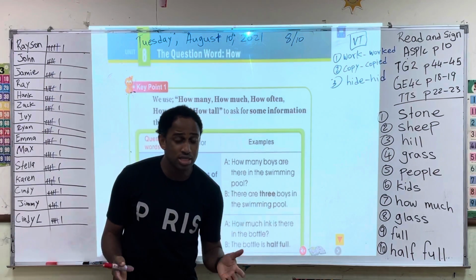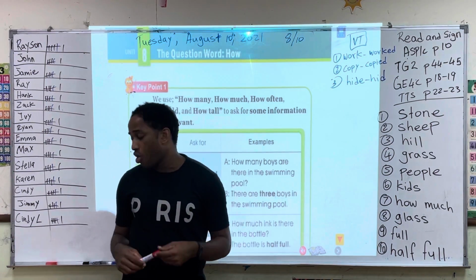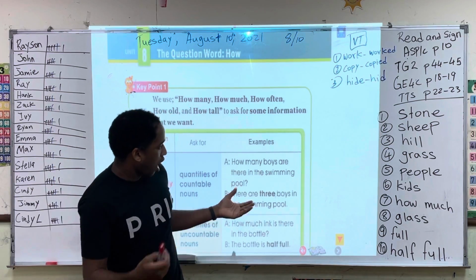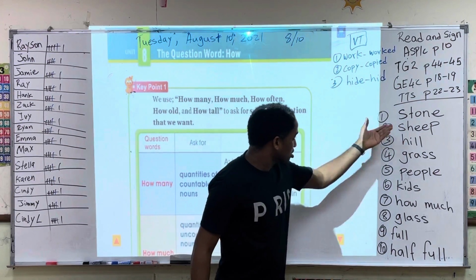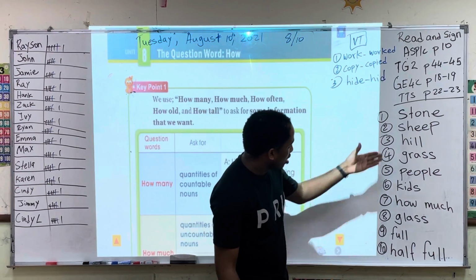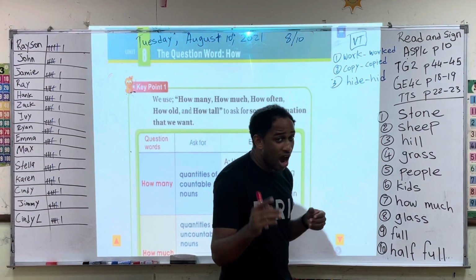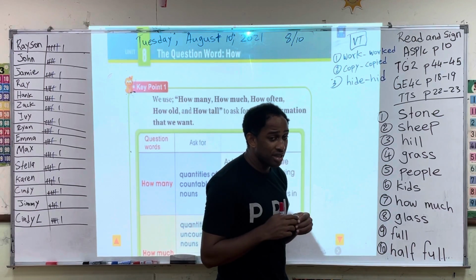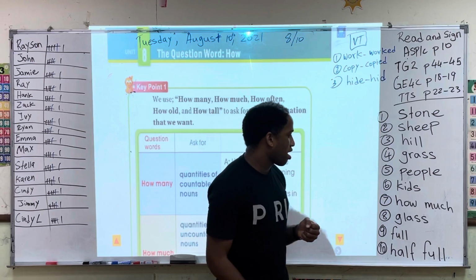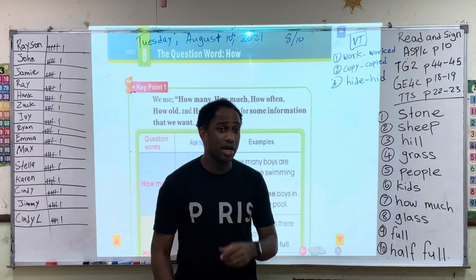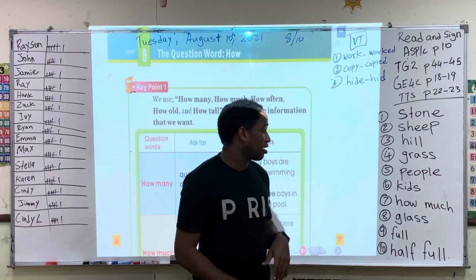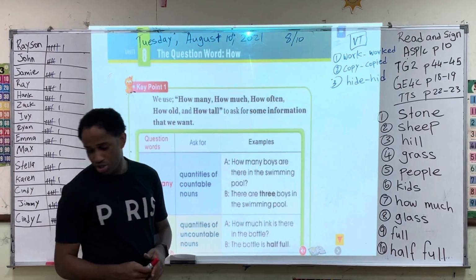How many horses are there on the hill? There are 10 horses on the hill. How many turtles are there on the stone? There are 2 turtles on the stone. How many sheep are there on the grass? There are 5 sheep on the grass. Good. How many people are there in the park? There are 50 people in the park. Good. Now let us go to number 2.